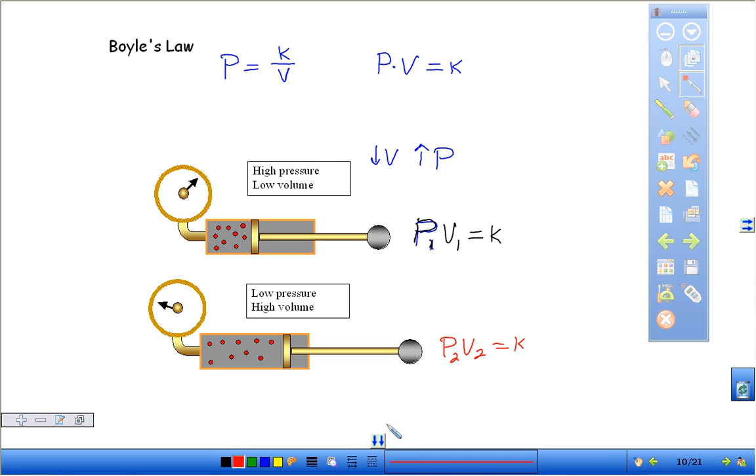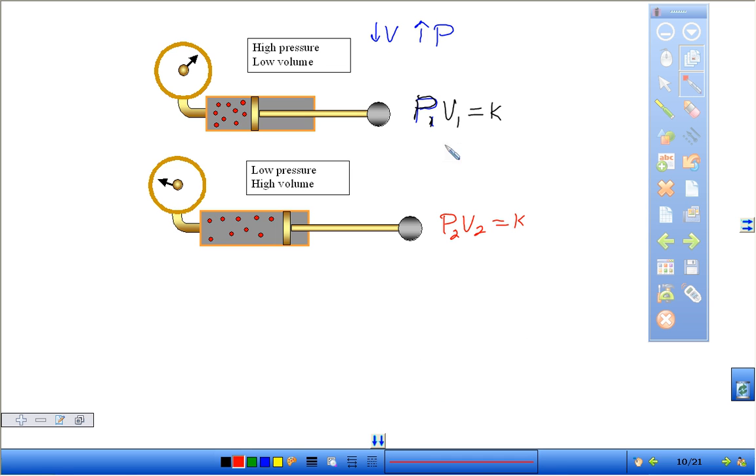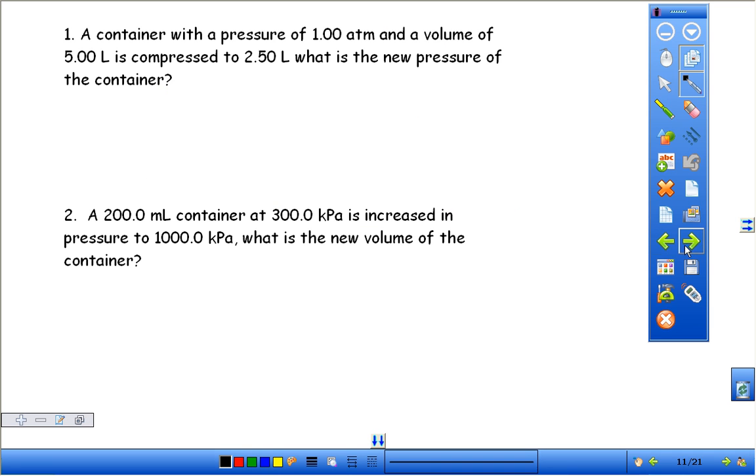And so what we end up with, instead of just P1 V1 equals a constant, is that we can look at a container and say that P2 V2 is equal to P1 V1. So if I have an initial pressure, initial volume, and we change the volume, we should be able to calculate what the new pressure is. And on this next screen, we'll be looking at that.